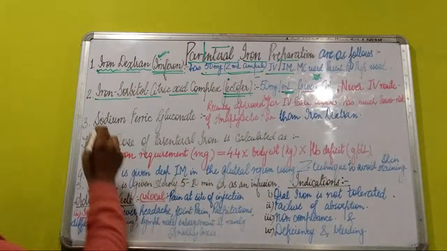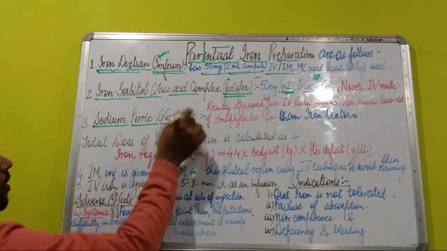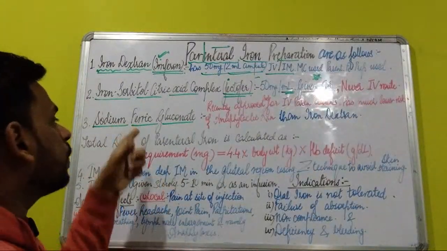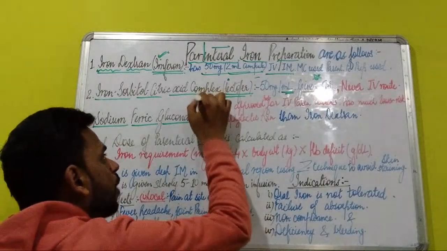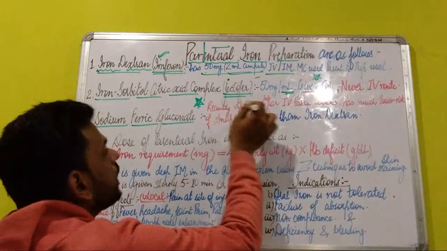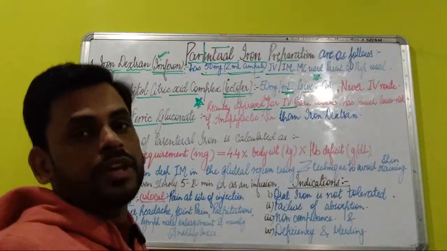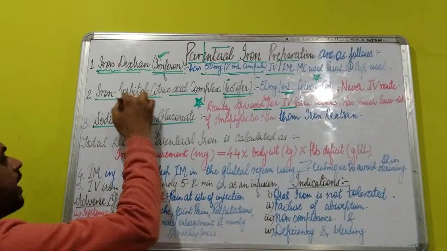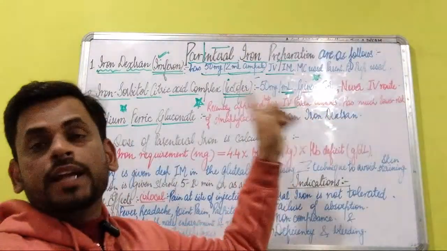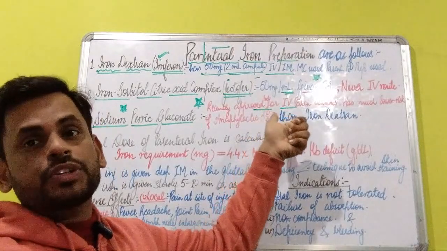Now moving on to the third parenteral preparation, it is sodium ferric gluconate. This is the combination of sodium and ferric gluconate, and it is recently approved by the guidelines as a preparation for intravenous parenteral administration. And why is it being so much approved recently? It is the most commonly and recently approved drug for parenteral administration of iron.